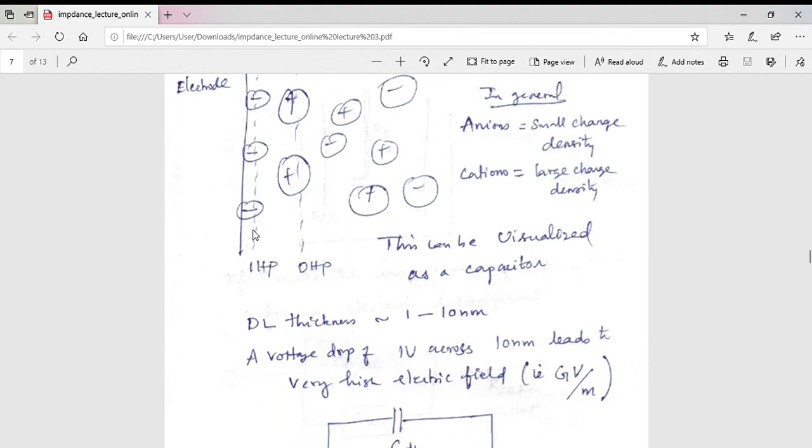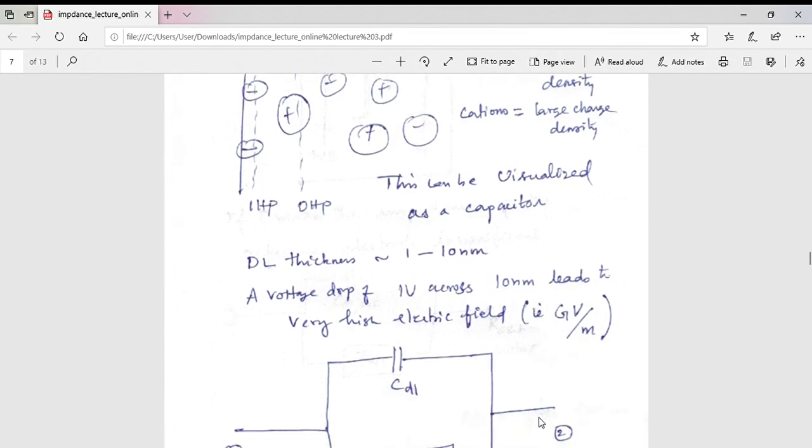The thickness of this layer in which the potential develops is about 10 nanometers at the max. So the electric field across this double layer would be about gigavolt per meter, because even if you assume 1 volt drops across this over a distance of 10 nanometers, then if you work it out, this becomes about a gigavolt per meter.